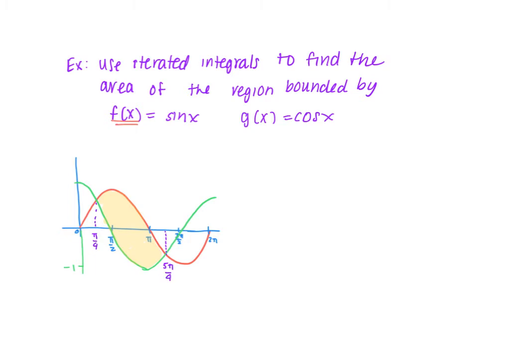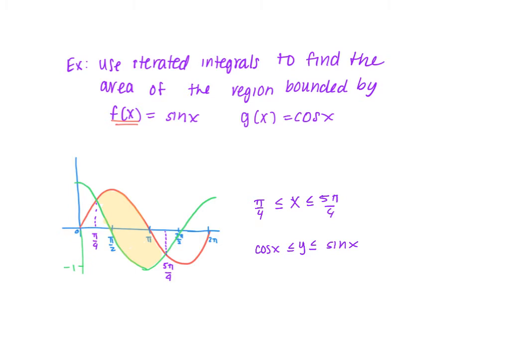And so let's write our boundaries as an inequality for x and an inequality for y. So my x boundary is from 5 pi over 4 down to pi over 4. That's what x is bounded by. And y is bounded by the function: the bottom boundary is cosine x and the top boundary is sine x.